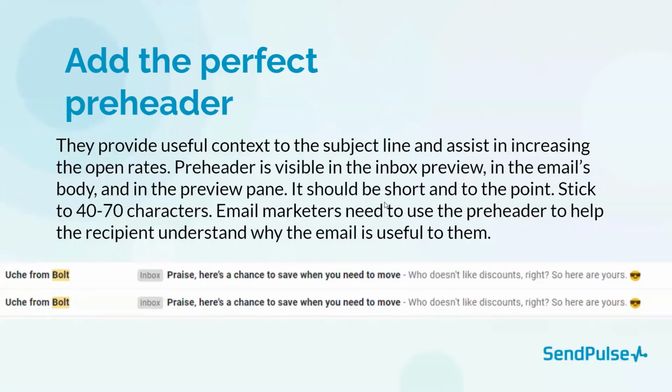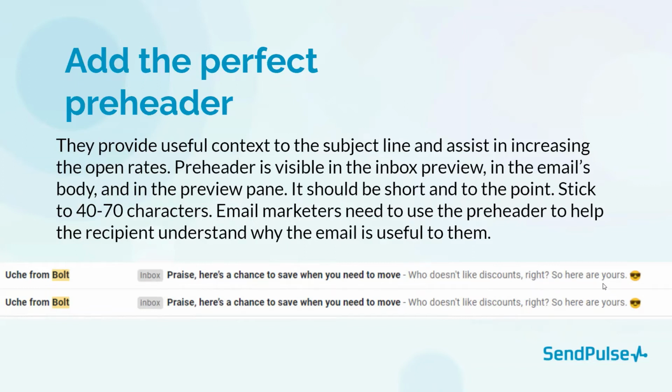All right. Now let's move a little further. Add the perfect pre-header. So what's a pre-header, by the way? A pre-header basically provides context to your subject line. Here's an example. Here's an email from Uche from Bold, and this is the subject line, which is the bolded section right here. He said, praise, here's a chance to save you when you need to move.